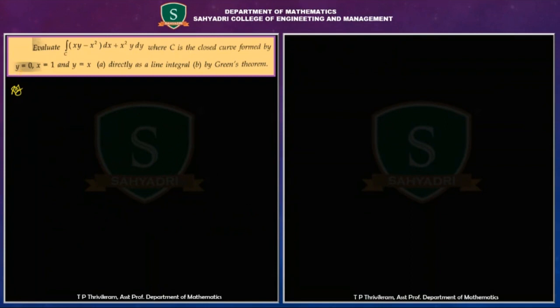So here, I think this is an easy problem. Evaluate the integral of xy minus x square dx plus x square y dy, where c is a closed curve formed by y equal to 0, x equal to 1, and y equal to x. And we need to solve it directly as a line integral, and by Green's theorem. So both we need to use in this problem. Let us see.